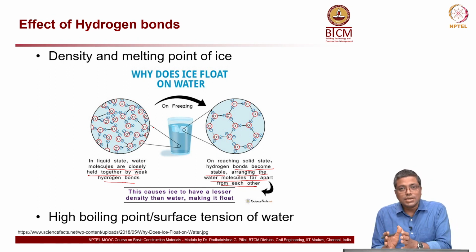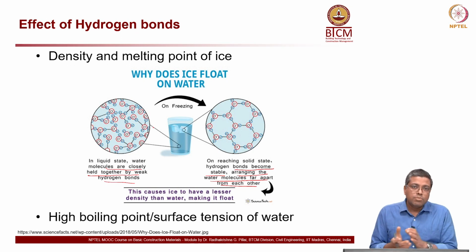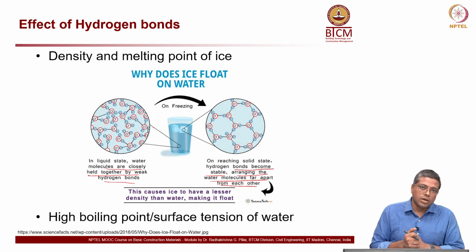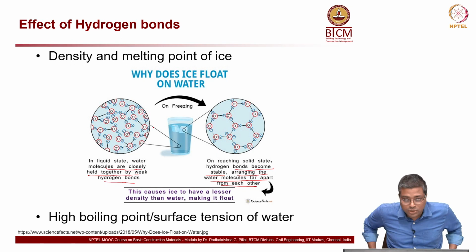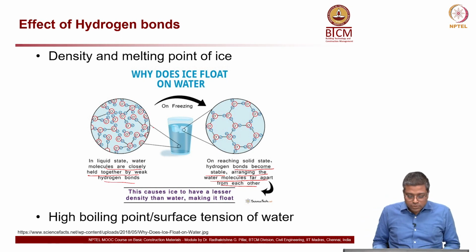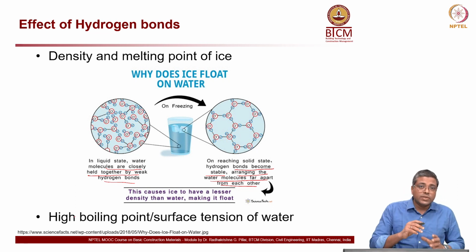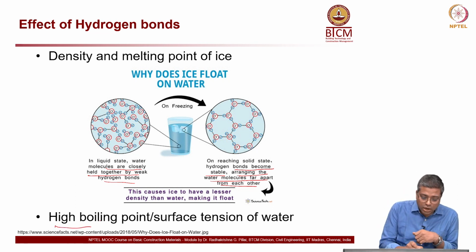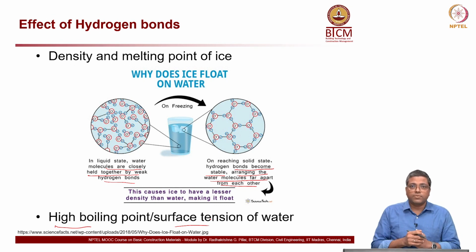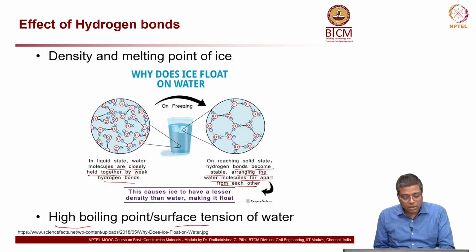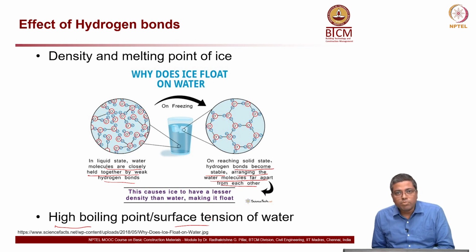So the density of ice is less. Because of the lower density, it starts floating in water. You cannot really push ice into the water. It is very difficult, not possible, because of this atomic structure. Also, because of these types of bonds, water has a high boiling point and surface tension. When you say high boiling point, it means you need more energy to break these bonds first. So these kinds of bonds definitely affect the mechanical and other properties of materials.